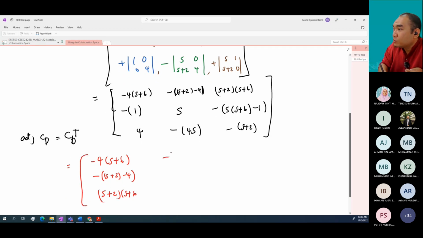Okay, it's going to be minus 1, S and minus S, S plus 6 minus 1. And here we got 4 minus 4S, and this is going to be minus S plus 2. So this is the adjoint for the matrix cofactor of D. Right.